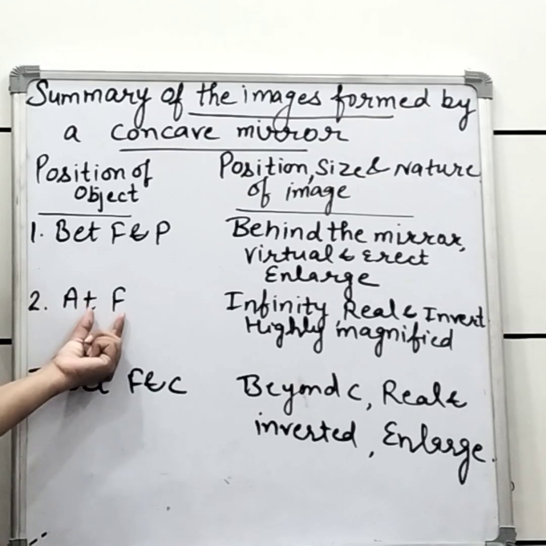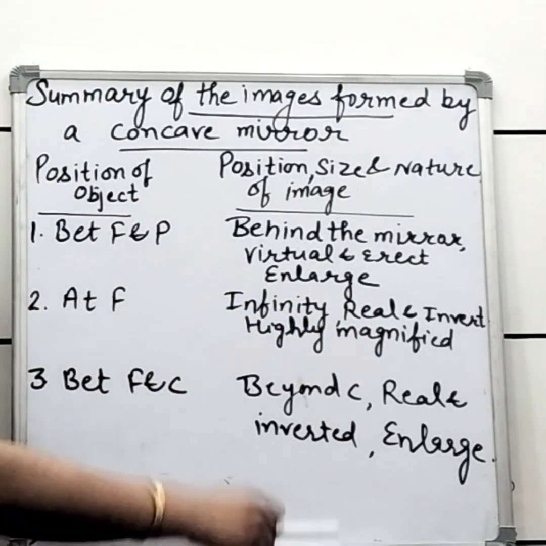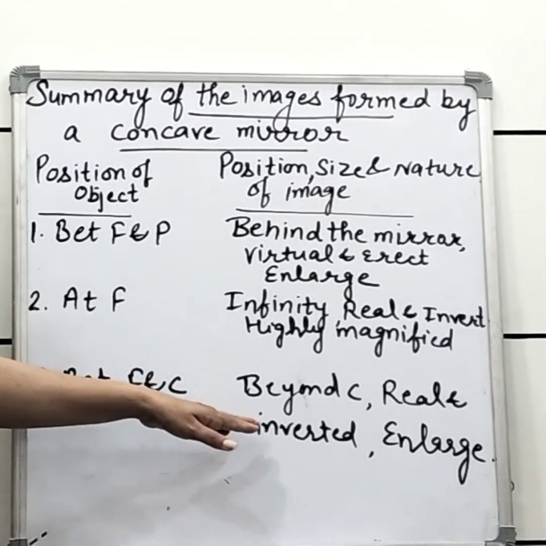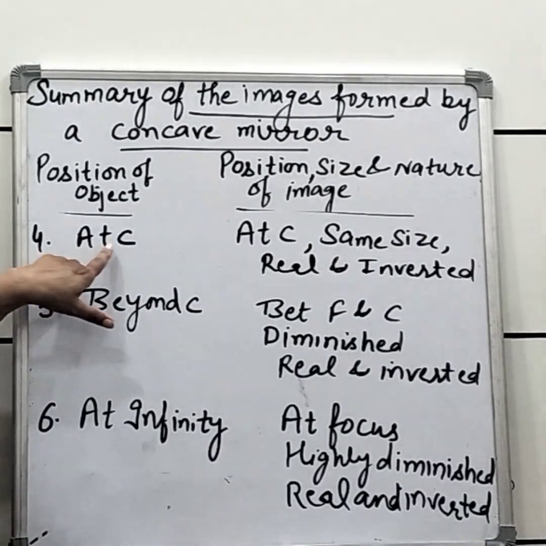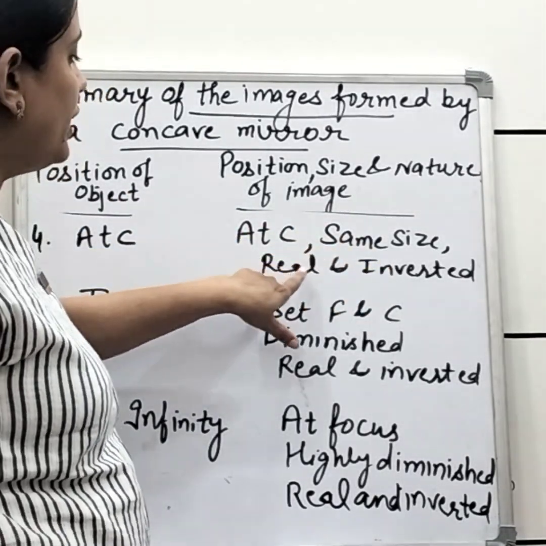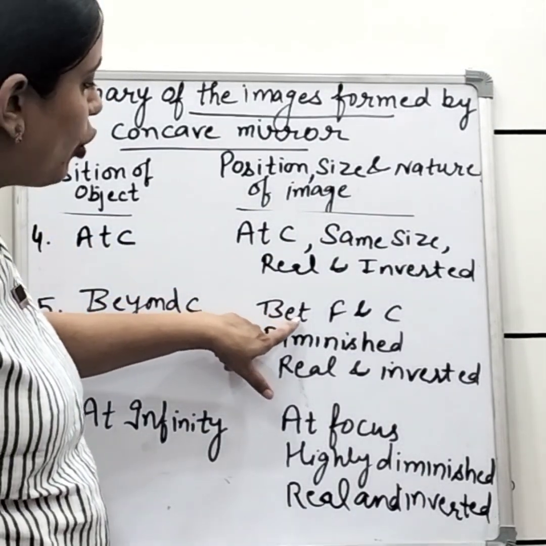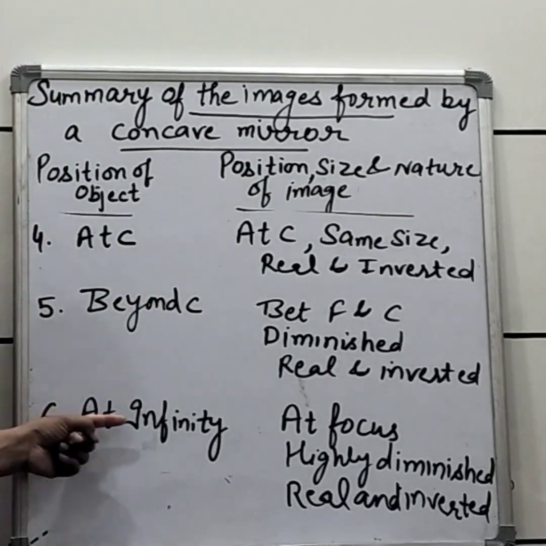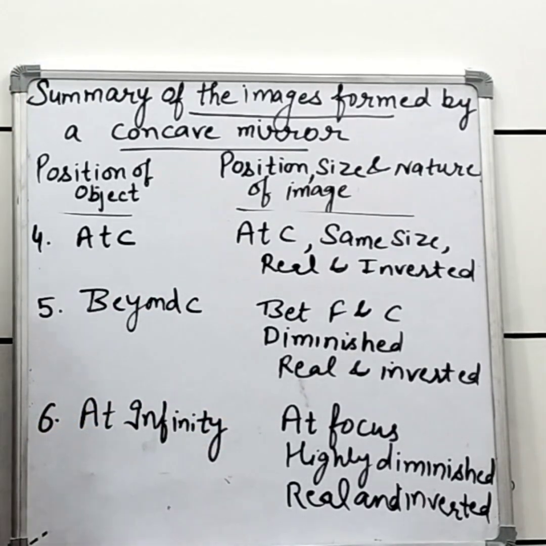Secondly, when the object is placed at focus point, then the image will form at infinity, real and inverted and highly magnified. And when the object is placed between F and C, then the image is formed beyond C, real and inverted and enlarged. At C, the position of the image will be at C, of same size, real and inverted. If the object is placed beyond C, then the image will form between F and C, diminished in size, real and inverted. At infinity, the image is formed at the focus point, highly diminished, real and inverted.